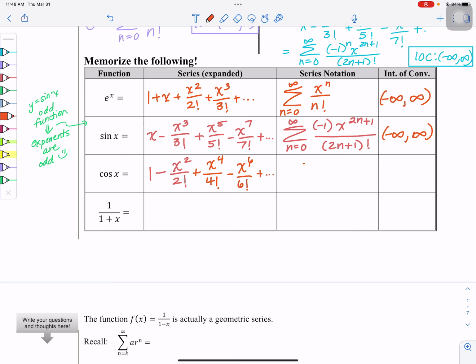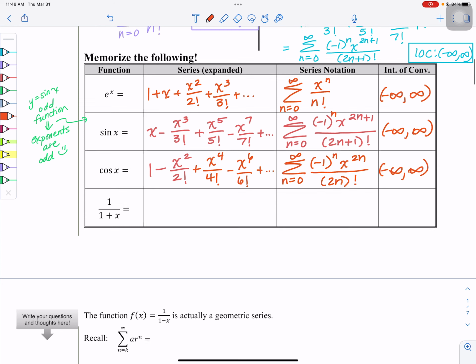Okay, let's go to sigma notation. N equals 0 to infinity. And we have negative 1. And I think I might have forgotten that negative 1 to the n on the sine of x. So this is negative 1 to the n. We have x to the 2n, which gives us those even exponents divided by 2n factorial. Our interval of convergence is also infinity.